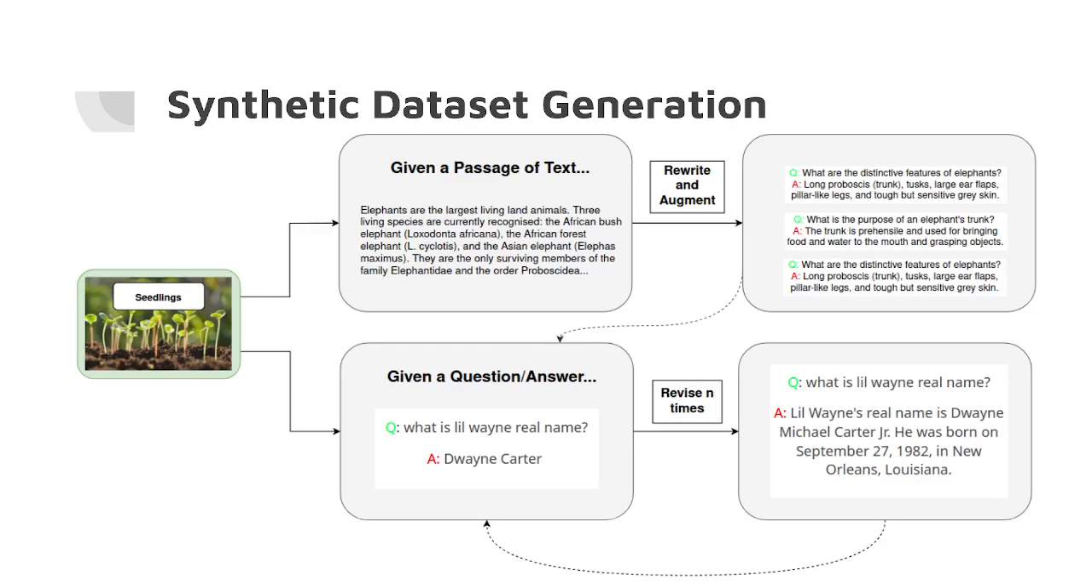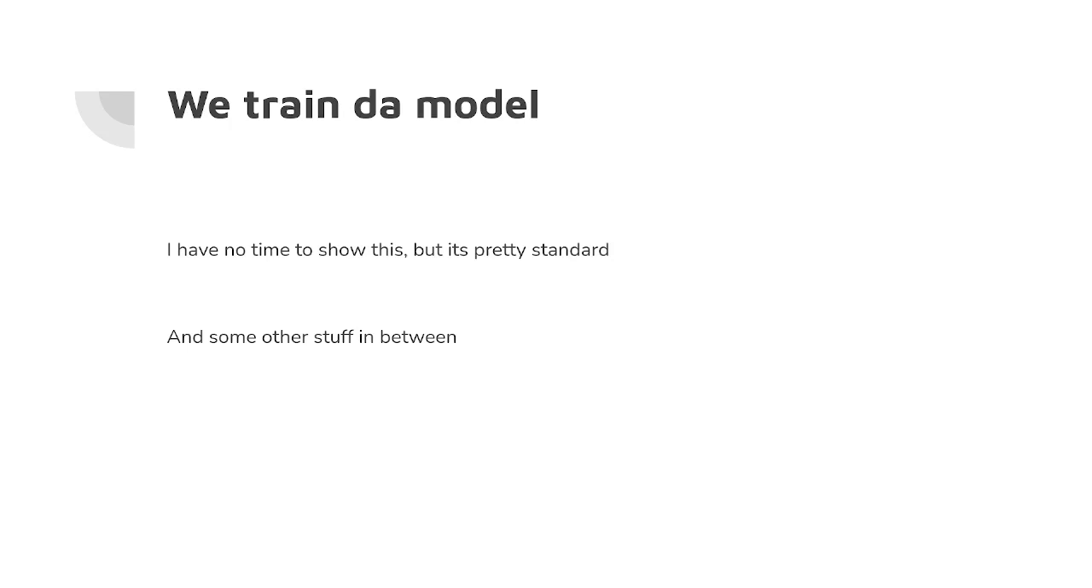At the very end, we want to have a question and answer pair that is very, very well refined. So if we have a passage of text, we're going to rewrite and augment it into question and answer form. Then if we have a question and answer, we want to revise it n times via your language model until the answer gets good enough to a degree. It is also specified in the paper to what degree this is done. So now we have our data set of good stuff.